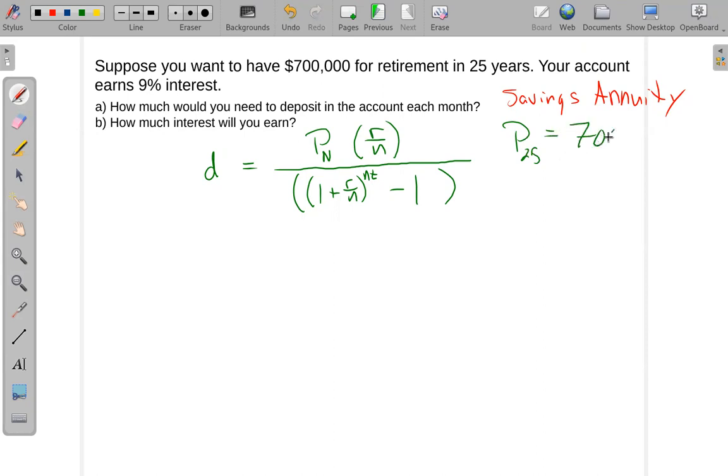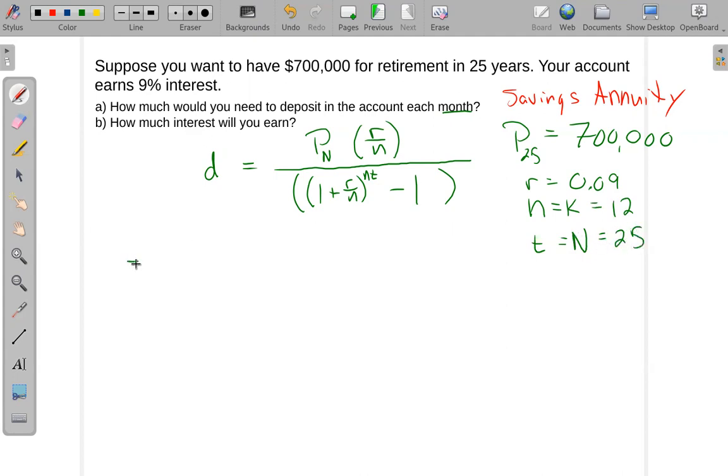That's my $700,000 I want to have in the future. I have a rate of 9%, which is 9/100ths. I'm making monthly payments and monthly interest. So my N here, sometimes we use the letter K for that, is going to be 12. And my years, sometimes that's also a capital N, that is 25.